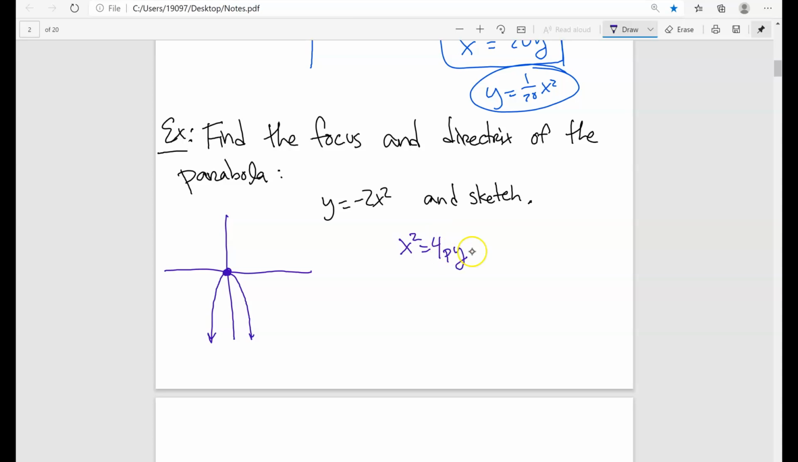Now in this case, we don't have that. We have y is equal to negative 2x squared. Okay, so what we're going to end up doing instead is going to be a really neat trick. So let me flip this around. Let me write it as negative 2x squared equals y.